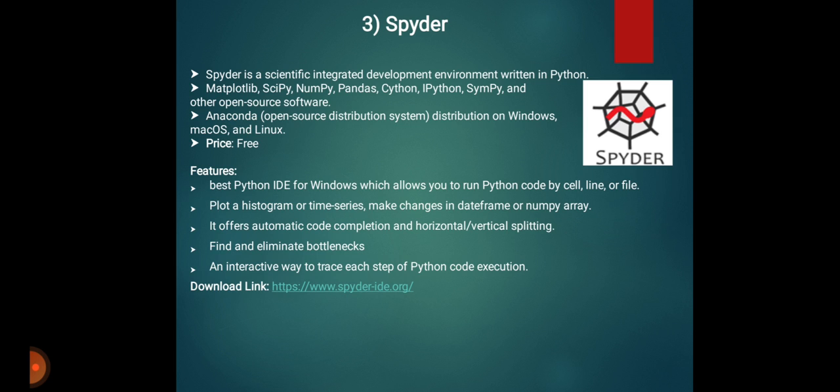So plot a histogram or time series, then make changes in data frame or NumPy array. So this is very user friendly again. It offers automatic code completion and horizontal vertical splitting, then find and eliminate bottlenecks. Also an interactive way to trace each step of Python code execution. So these are some features of that.